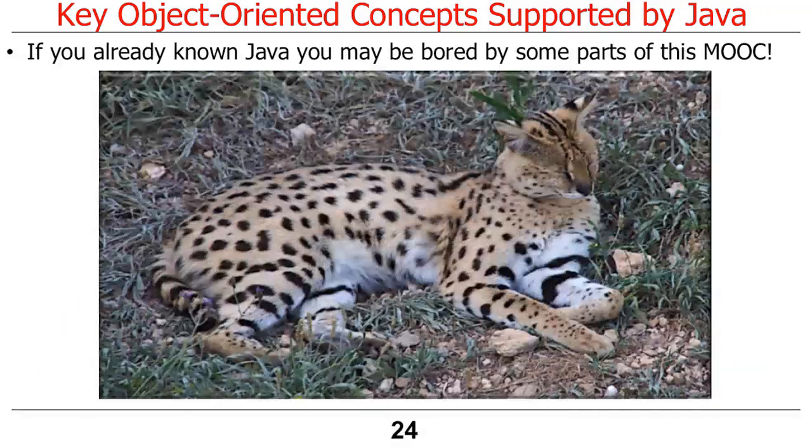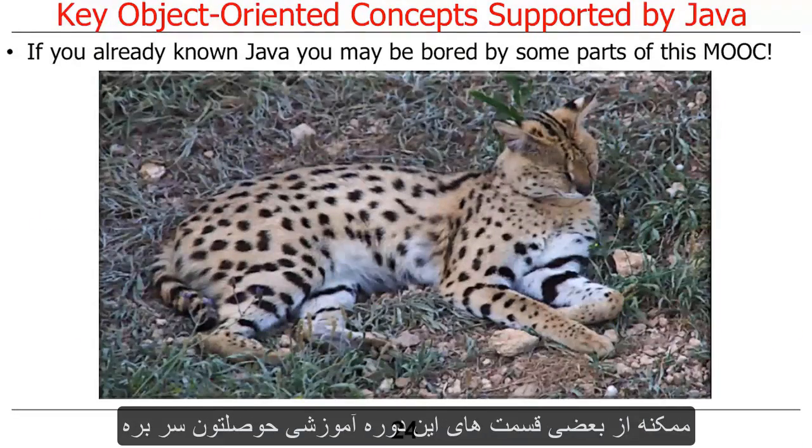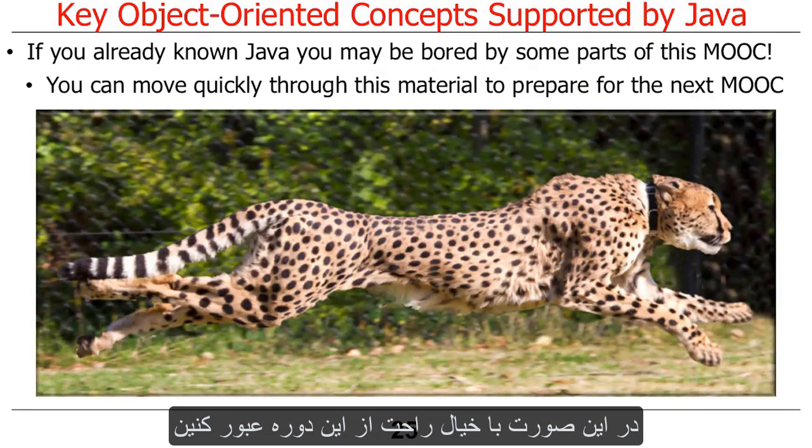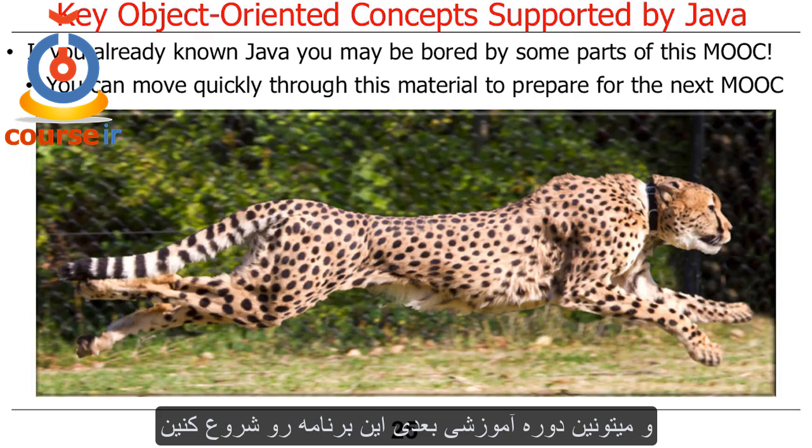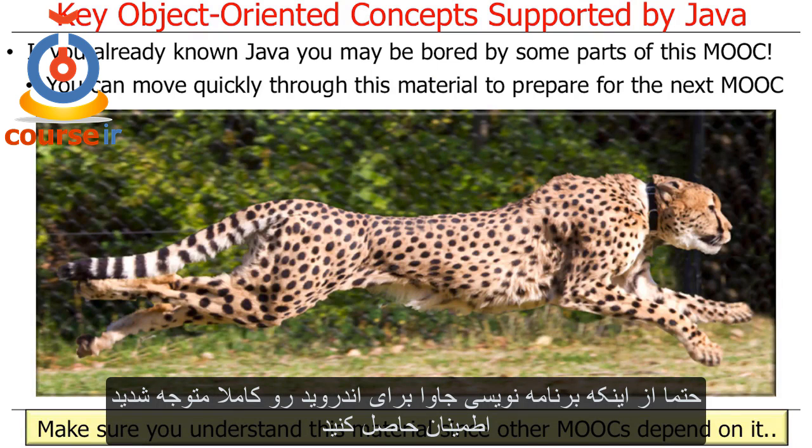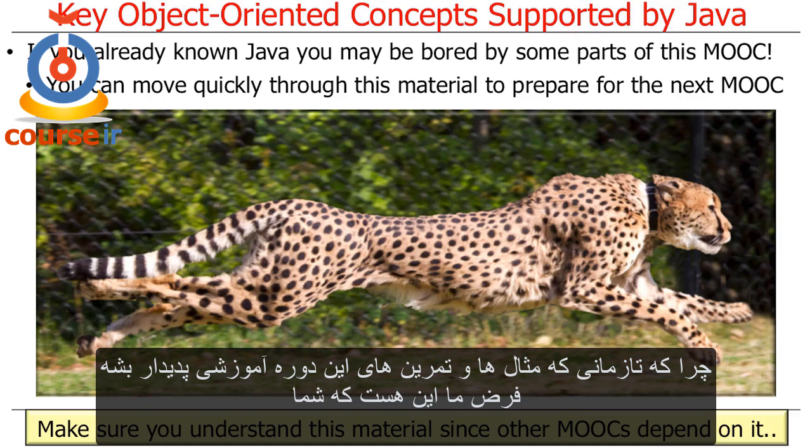If you're already familiar with Java, however, you may be bored by some portions of this MOOC. In this case, feel free to move through this material quickly so you can start on the next MOOC in the specialization. However, make sure you really understand how to program Java for Android, since examples and assignments appearing later in this specialization assume you possess this knowledge.